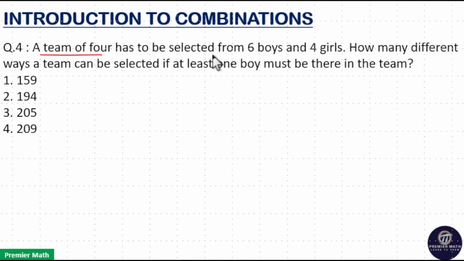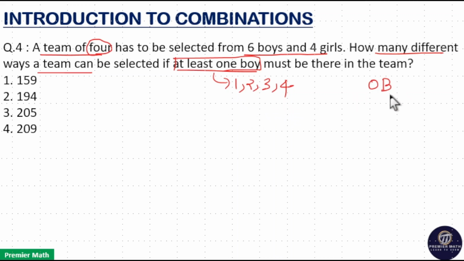A team of 4 has to be selected from 6 boys and 4 girls. How many different ways can a team be selected if at least 1 boy must be there in the team? At least 1 boy means it can be 1 boy or 2 boys or 3 boys or up to a maximum of 4 boys, because this team of 4 includes only 4 people. Instead of calculating the possible selections of these, just calculate the possible selection of 0 boys included in this team of 4, because this at least 1 doesn't include 0.